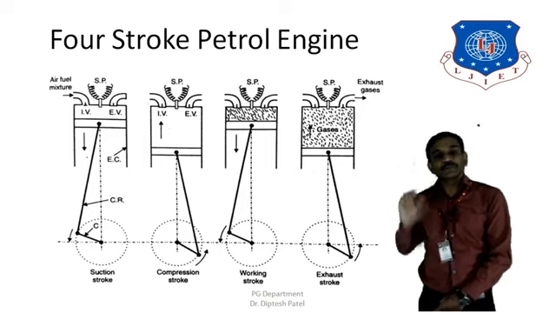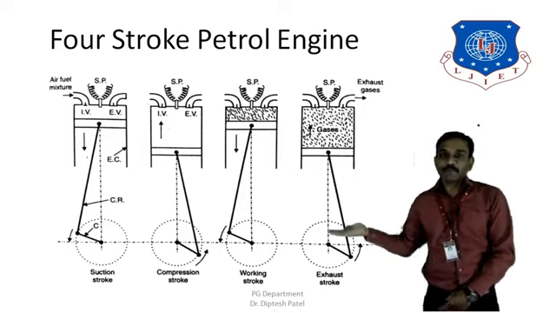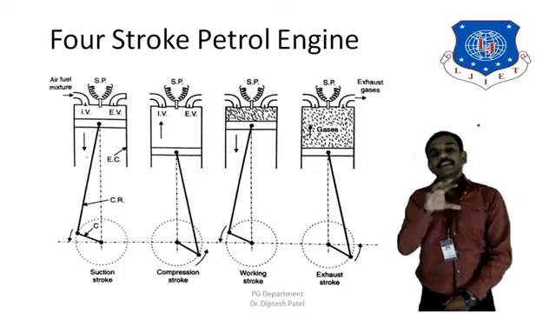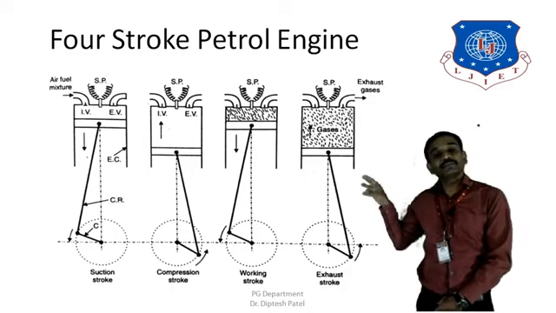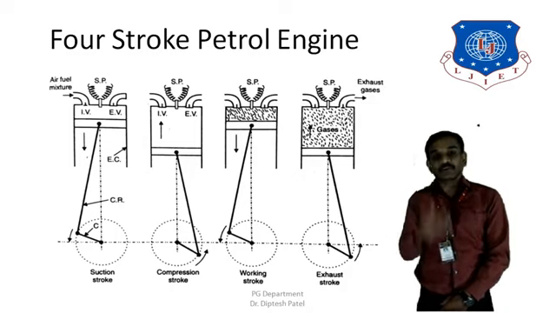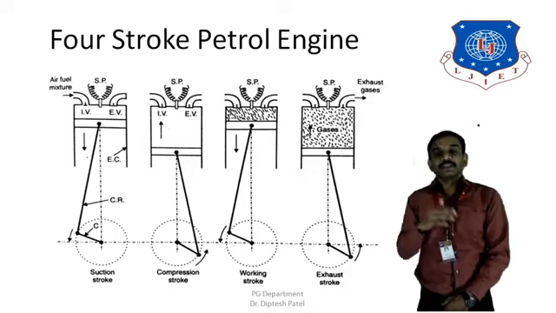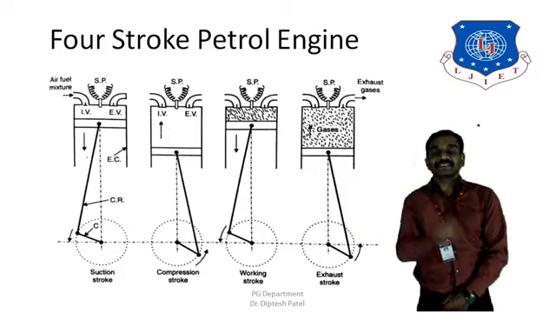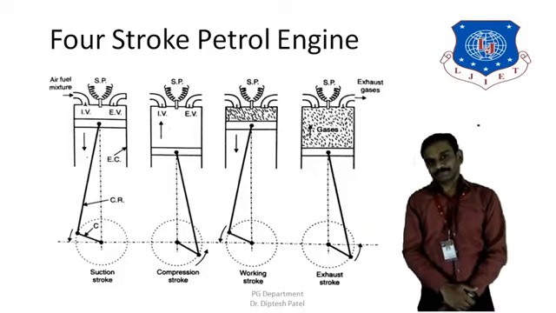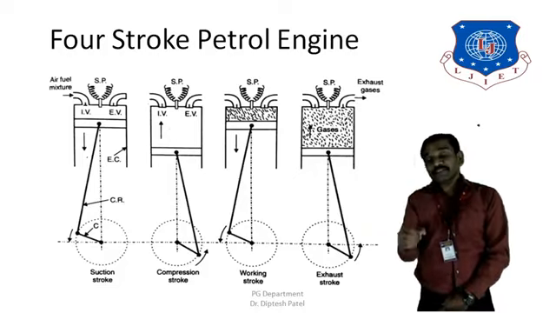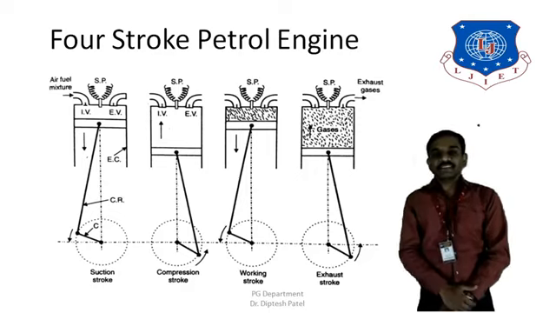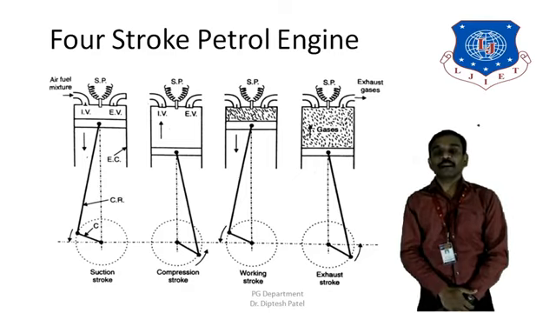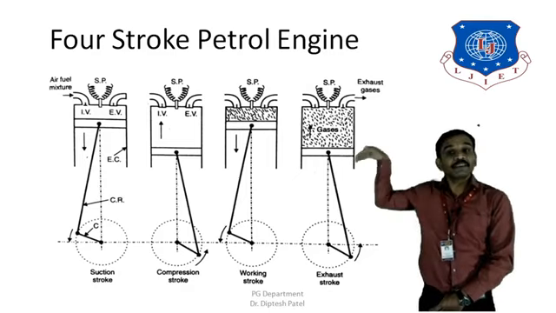In the second stroke, you can see the piston is moving from BDC to TDC. Since the air-fuel mixture has been filled into the cylinder and both valves, inlet and exhaust, are closed, the piston moving from BDC to TDC compresses the mixture of air and fuel. After that, a spark is given, and the air-fuel mixture is ignited with the help of the spark plug, which is provided at the top of the cylinder.